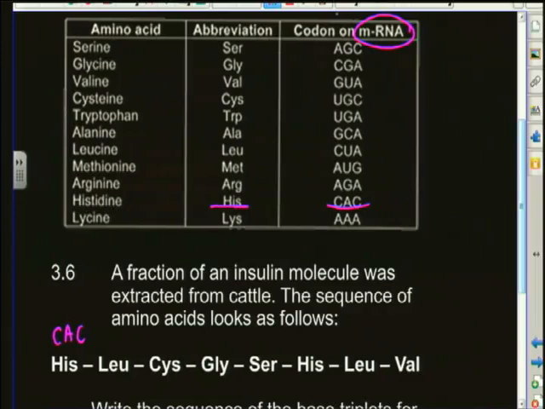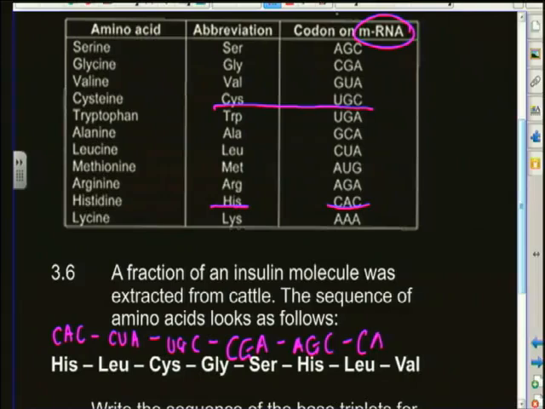Can you see that? Histidine is CAC. Leucine is CUA. Then cysteine again is UGC. Glycine is CGA. Okay, there we go. Serine is AGC. Histidine again is CAC. Leucine is CUA. And valine is GUA.